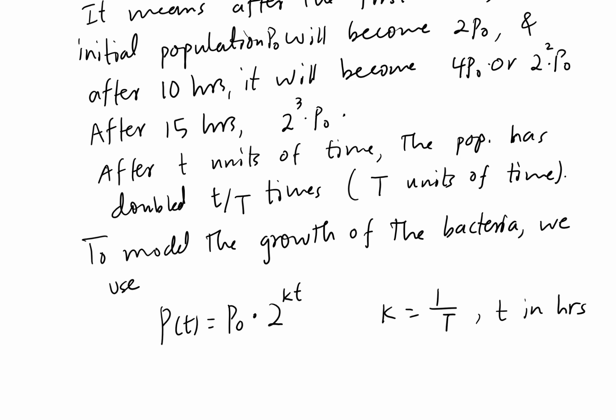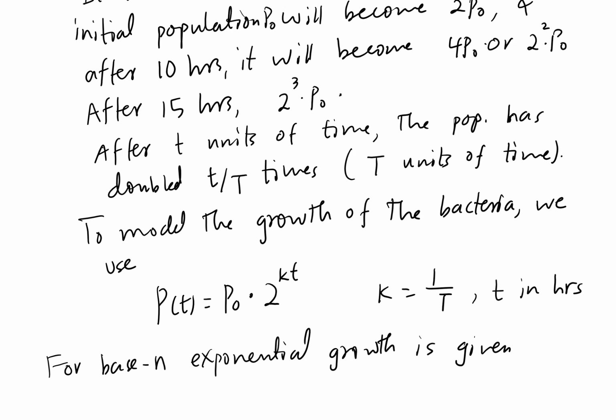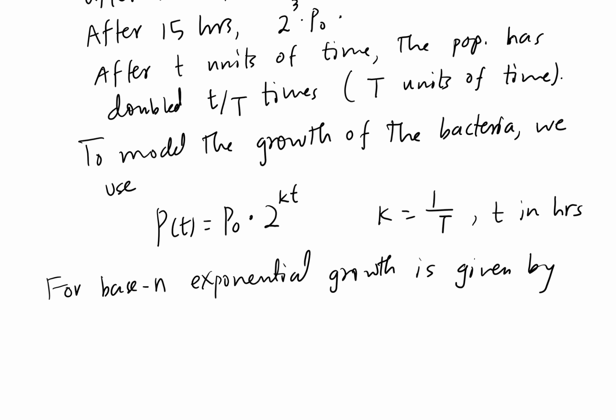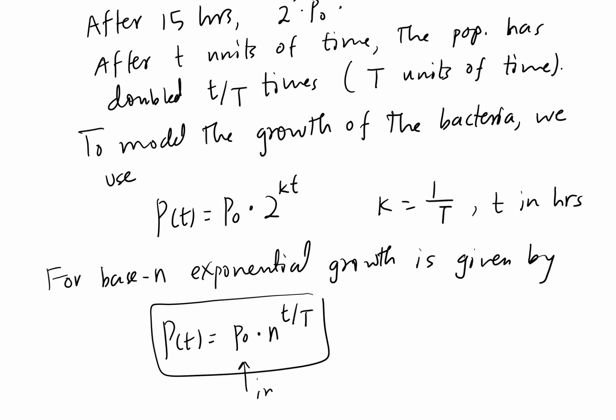Can it be any base? Yes. For, let's say, base n, exponential growth is given by P of t equals P sub 0 times n raised to t over capital T, because I replaced k with 1 over capital T. P sub 0 is the initial amount, or initial population, or quantity.